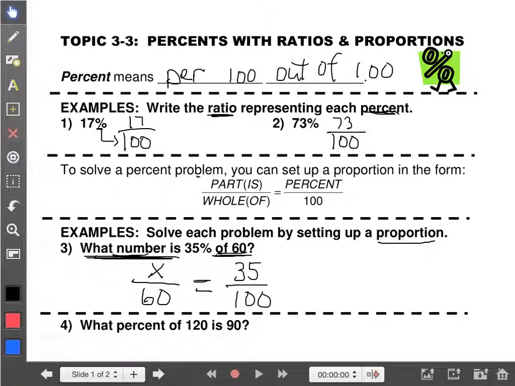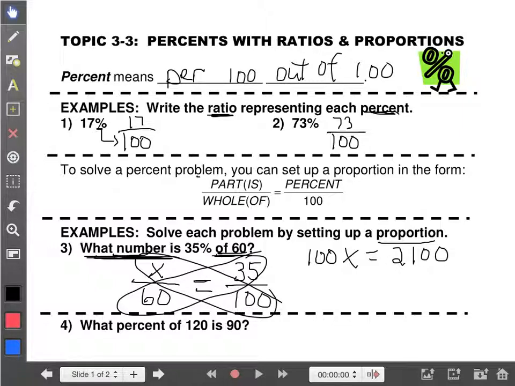And then you use what we learned previously. You're going to cross multiply. So here you have 100x is equal to 35 times 60. 35 times 60 is 2100. So then I divide by 100, divide by 100. So x is going to be equal to 21. So what number is 35% of 60? That's 21. You could replace that with 21 is 35% of 60.